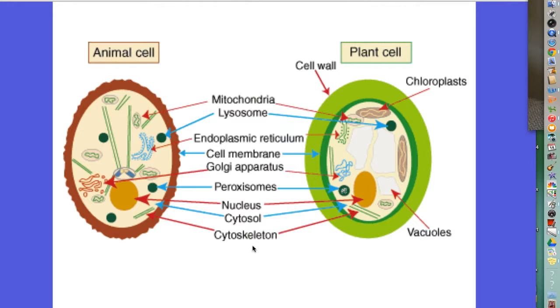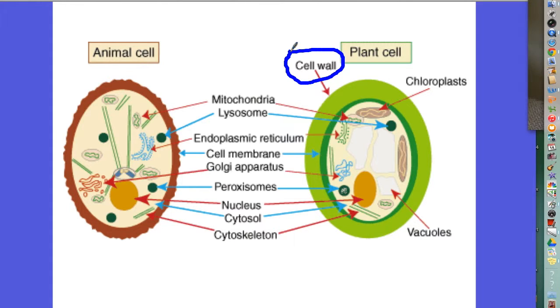So we know that there are three different structures that are unique to plant cells, and one of those, of course, is the cell wall. Plant cells have cell walls, animal cells don't. Cell walls are these thick, rigid, protective structures that surround the outside of the cell.